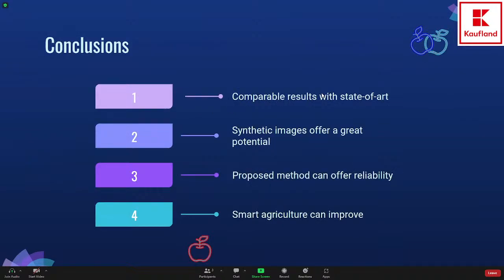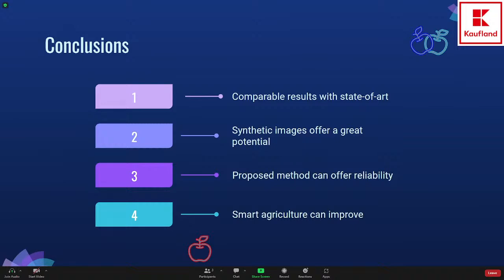As some conclusion, it is important to mention that synthetic images have great potential that can be used, and they are giving us an easier way to annotate and generate data sets for different types of things. And our proposed method can offer reliability in order that we can use it for different types of crops. Let's say we can choose another type of fruit or vegetable in order to train YOLO-V5 and make the detection and counting of that.